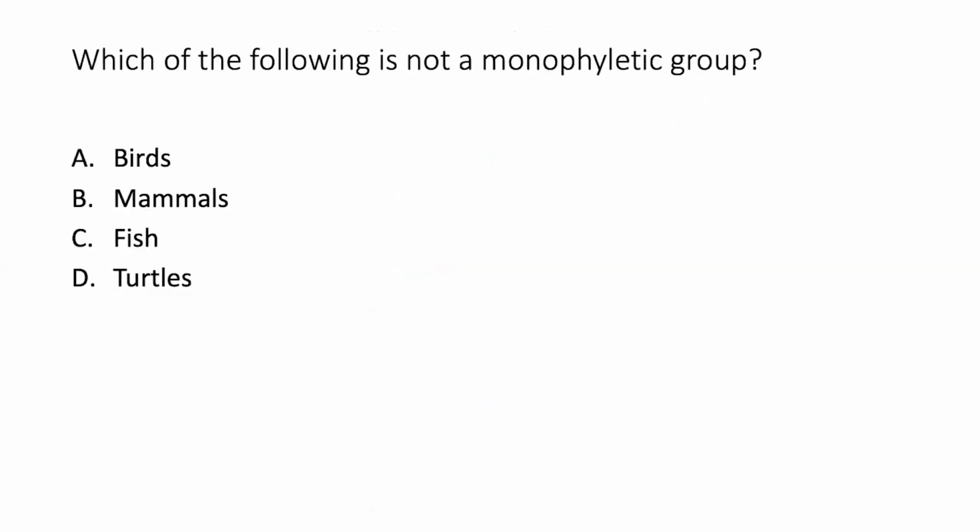Okay, so you might wonder, well, why don't we just classify everything in terms of monophyletic groups? Why do we even have this concept of paraphyletic groups? Well, it turns out that we've actually created these taxonomic groupings of organisms that aren't monophyletic groups. And so of these 4 listed here, one of them is not a monophyletic group. Think about what you know about the diversity of life and try to figure out which of these is non-monophyletic.